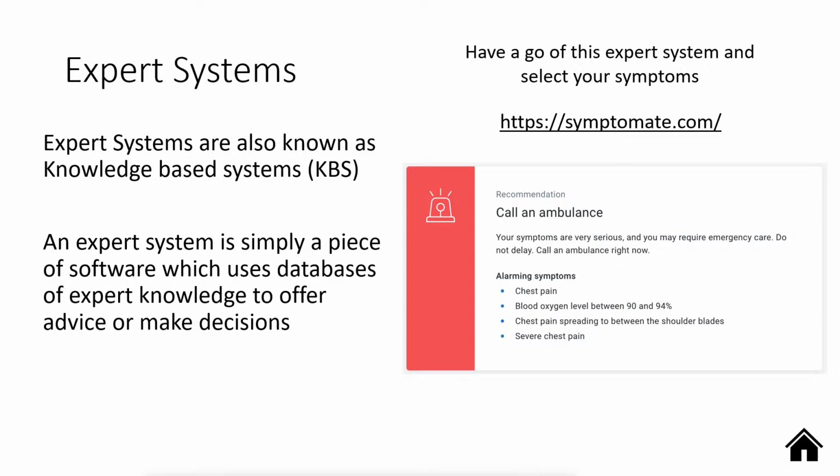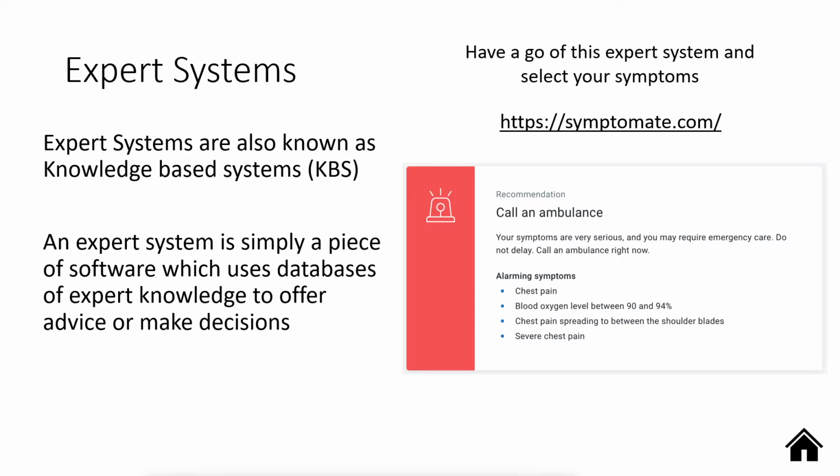Expert systems are also known as KBS, or knowledge-based systems. It's a piece of software. It gives you questions, you put in your answers, and it works out based on that what is going on. It uses a backend database, and the backend database then infers what you're saying and tries to give you an answer. Now, there are three situations that we have.